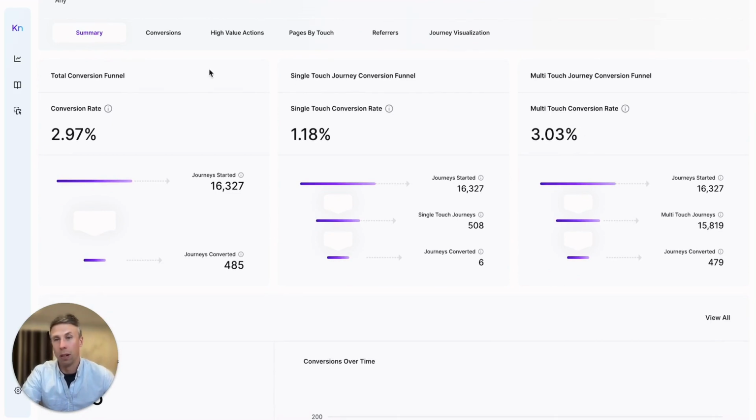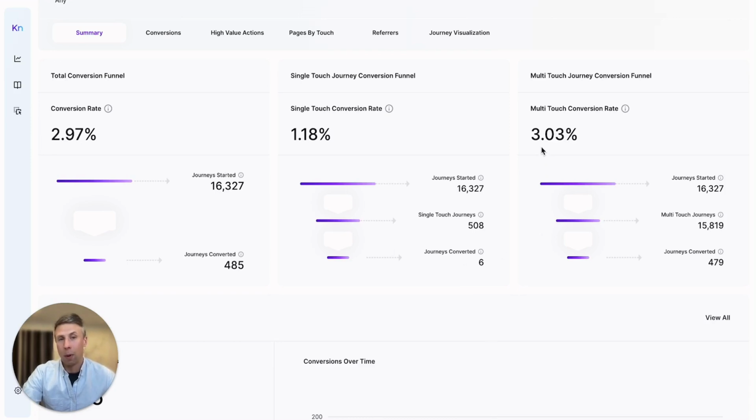And the first one here is you're looking at your overall conversion funnels. So you can see that starting off, your conversion rate's about 2.97%, and over the past 30 days you've converted 485 new people to leads. But when we dig into this a little bit more, what we can see is that your single touch conversion rate, which is typically people coming to a landing page, so they're seeing one page and they're converting right away, is pretty low, only 1.18%, and you've only converted 6 people in the last 30 days.